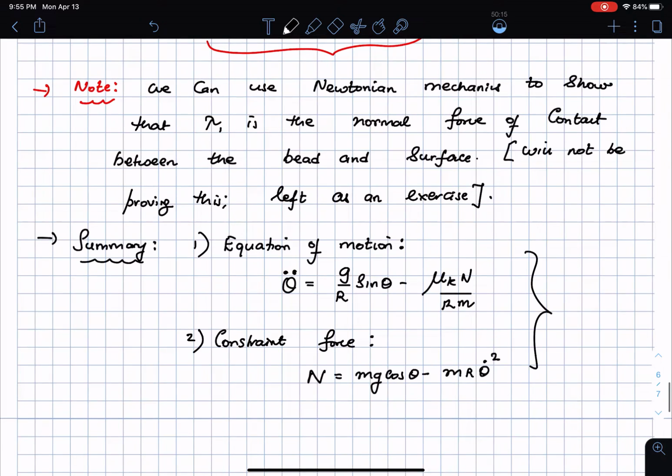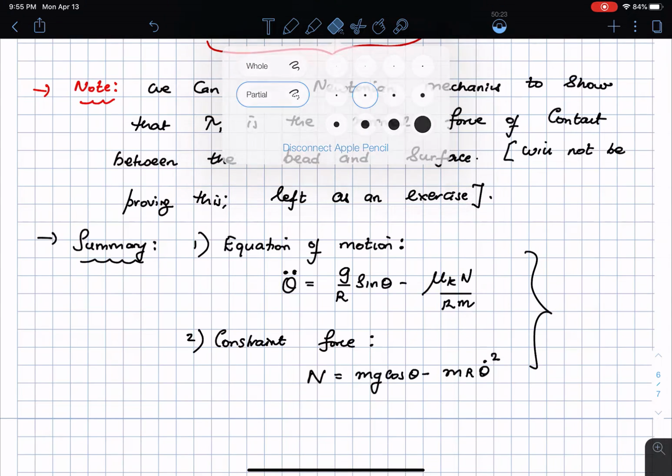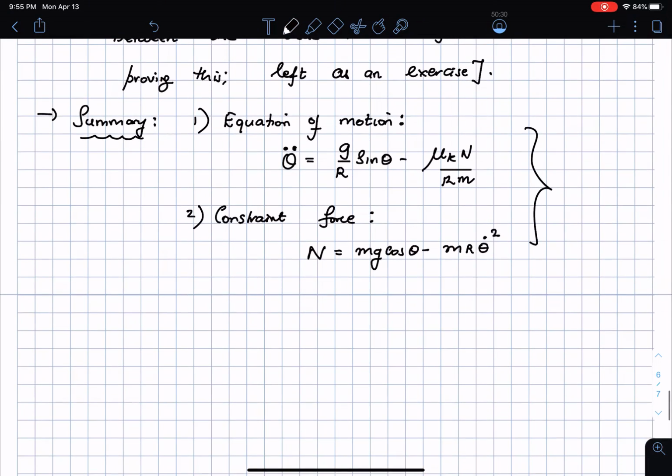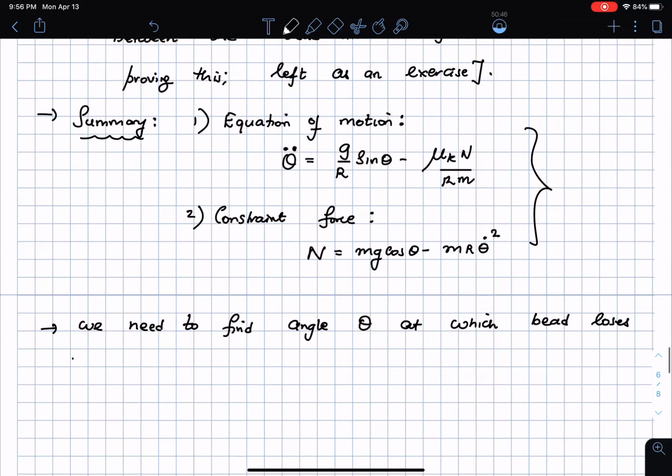So this is what we glean from the problem. The problem is not done. We still have a little more to do. We need to find the angle at which it loses contact. So that's something that I want to do. Let me write this theta carefully, properly. This is theta dot square. Now we need to find the angle theta at which the bead loses contact with the surface.